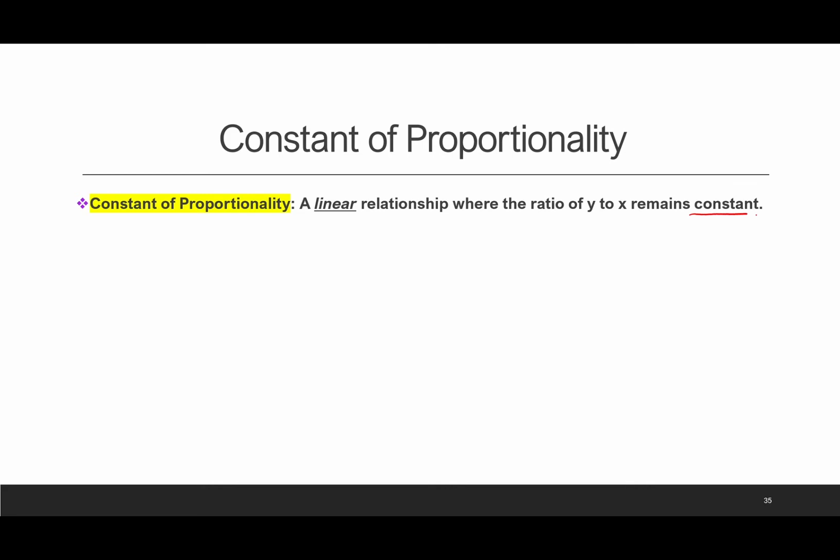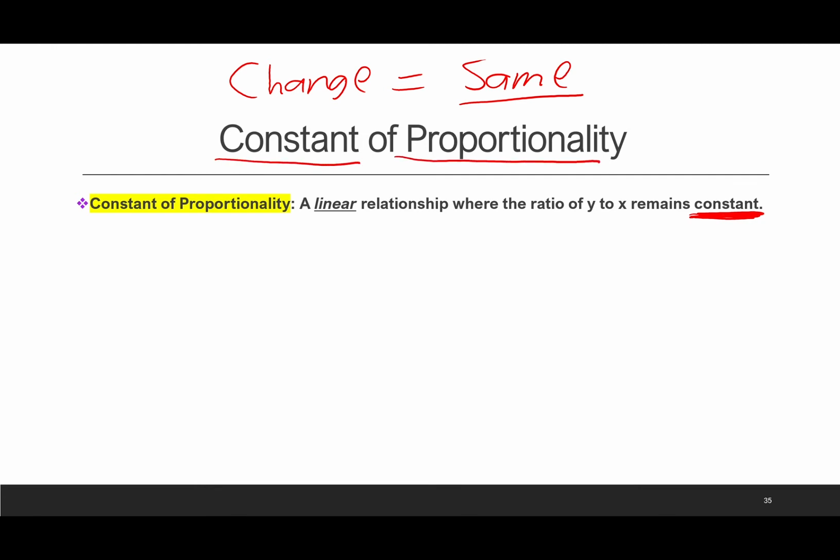Oh, look at that word again. Constant. Basically, you're saying that your constant change stays the same. Change is the same. Things are the same. They are constant. They are proportional. It's almost like this is a theme and everything ties together.